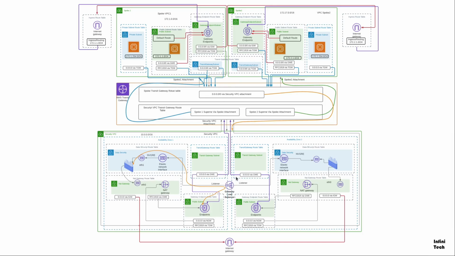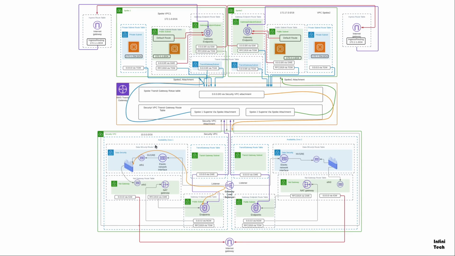To make this work, we rely on multiple route tables. In the Security VPC, we have a Transit Gateway route table. This route table directs all traffic to the security firewall for inspection. The traffic will be sent to the VPC endpoint, which sends the traffic through the Gateway Load Balancer to the security firewall. This allows the traffic to be inspected by the firewall.